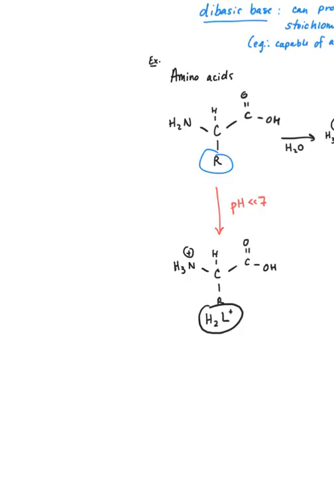Lastly, let's imagine placing our amino acid in a basic solution where pH is much greater than 7. We would expect deprotonation of our amino acid at the carboxylic end, but not a protonation event at our amino end. So our amino acid might end up looking like this. Deprotonated at the carboxylic end with an amino side intact as normal. We might call this L-.